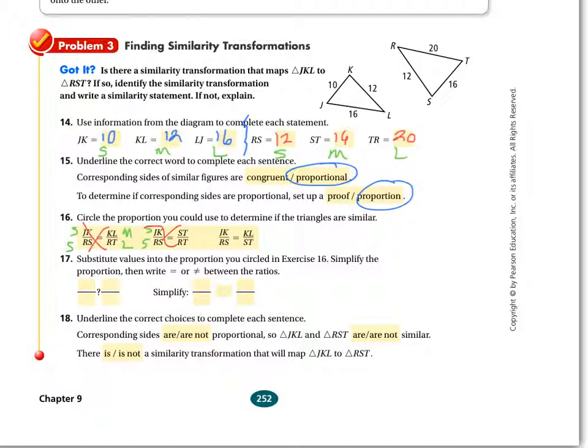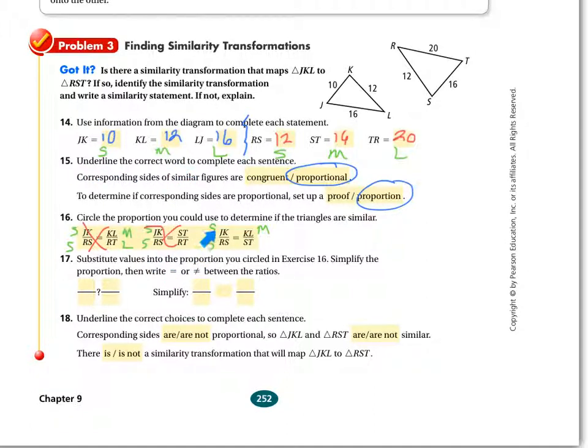And is this going to be the only proportion we could set up? No. This is just an example. So JK again is small, RS is small. What's KL? KL, what is KL? Medium. KL's on a medium measure. And it's on the smaller triangle.